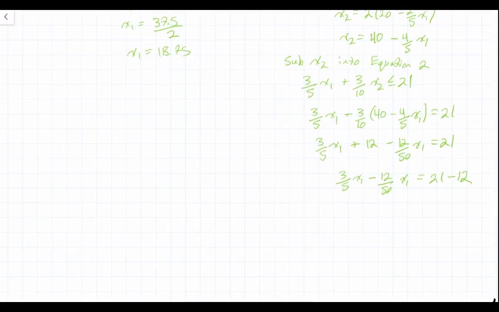Now let's get our fractions in the same common denominator. So we'll pick 50 just because it's easy. So 30/50 x1 minus 12/50 x1 is equal to 21 minus 12, which gives us a value of 9.